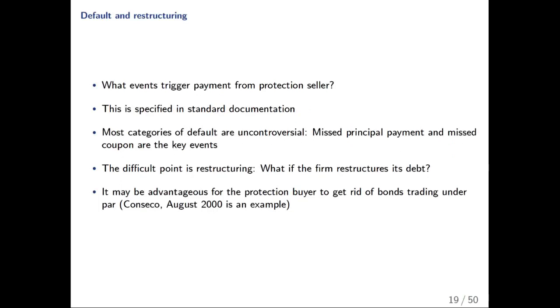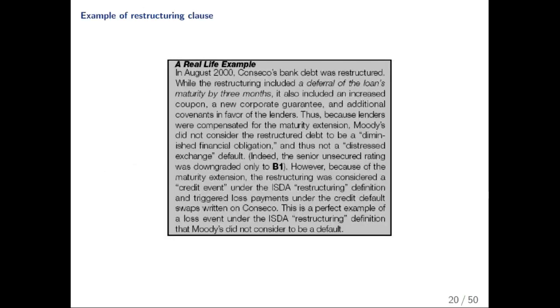The difficult, or interesting, part is what happens in the case of restructuring. This is often not so well defined, and it depends largely on the interpretation of whether there was a default or not. The example I'm giving you is a real life example, which is Conesco. Conesco deferred a bunch of loans that they had outstanding. They didn't pay the coupon, but they restructured.